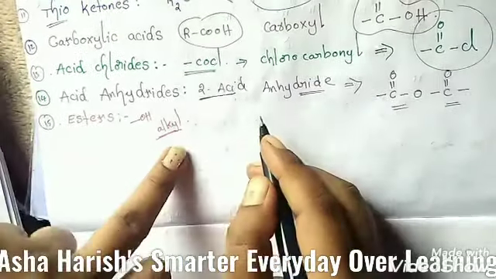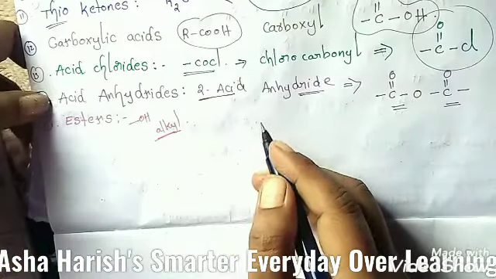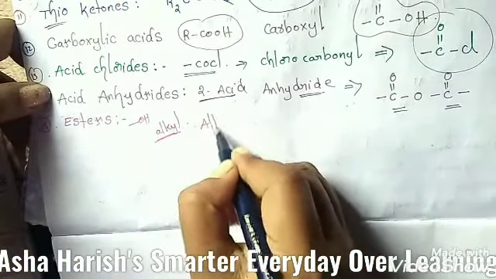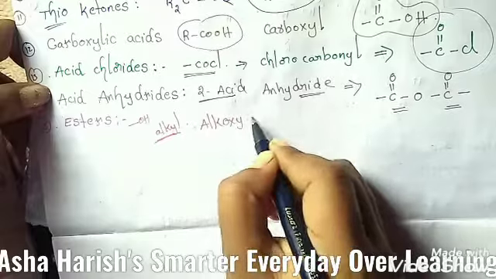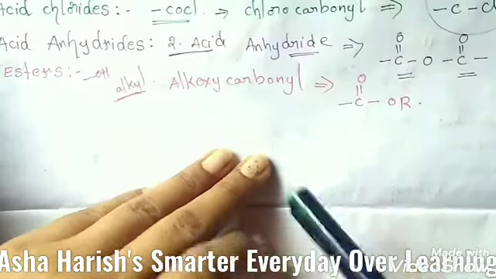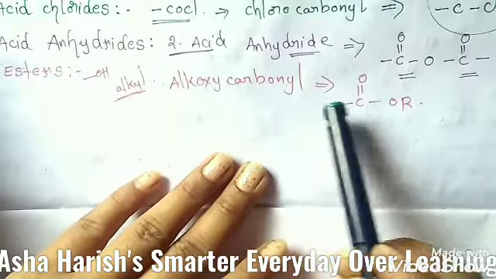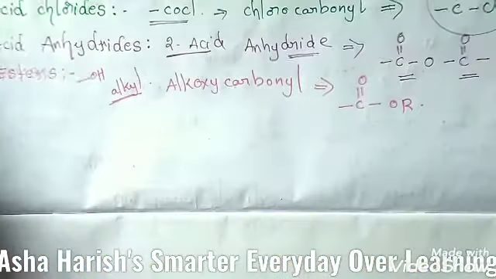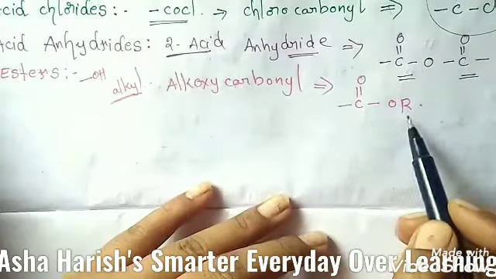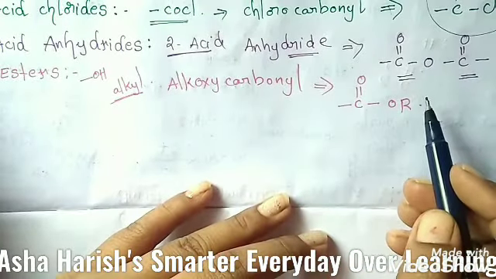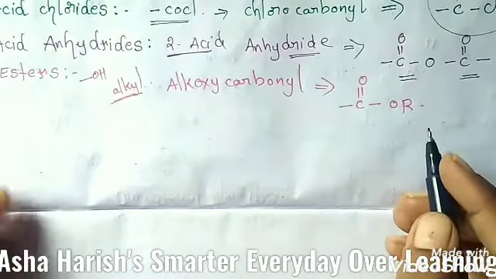Okay, the name of the functional group should be alkoxycarbonyl. Alkoxycarbonyl is the name of the functional group of these esters, and the structure of this functional group should be C double bond O, OR. Okay, and right, next one is number 16, acetamides.